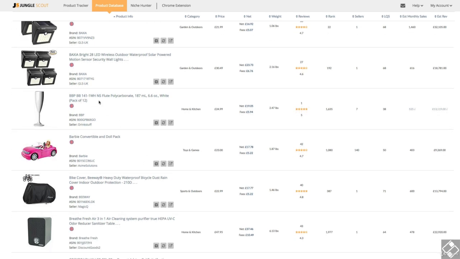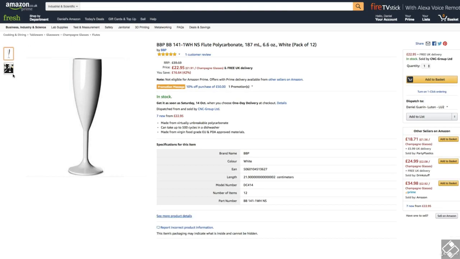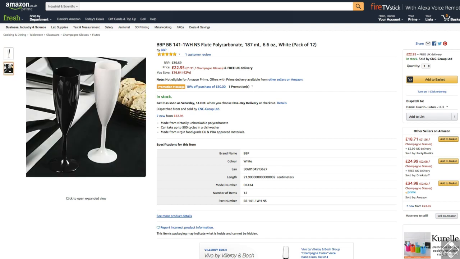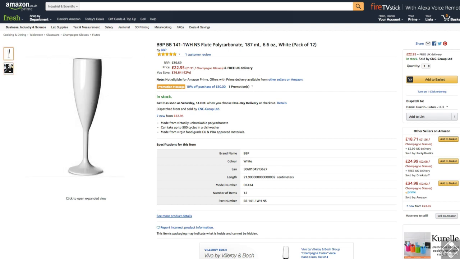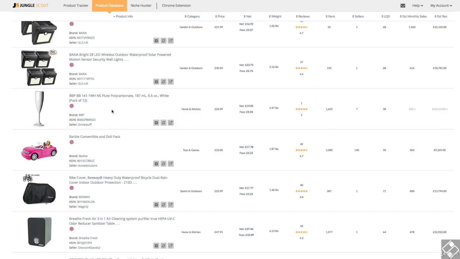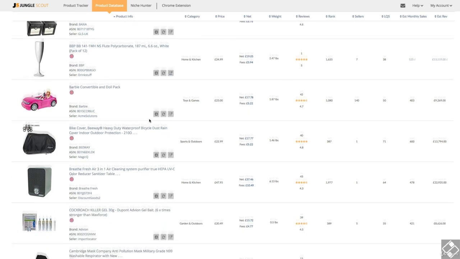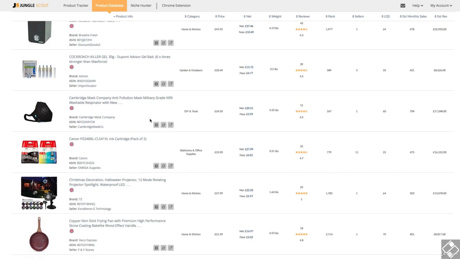Moving further down, what are they? Flute polycarbonate. Polycarbonate, are they like champagne glasses? Let's have a quick look at these guys, because I'm curious. Ooh, great product here. Not too shabby. So these polycarbonate white flute 12-pack glasses, an excellent option here. Doing very well. $24.99 for 12 of them, and I'd imagine you'll probably be able to get those shipped over rather cheaply, and that's a great option there too.